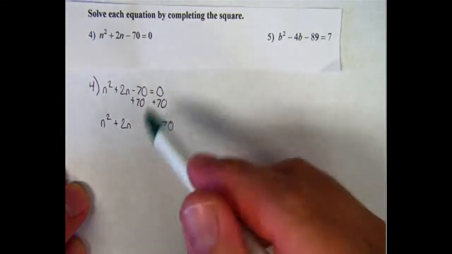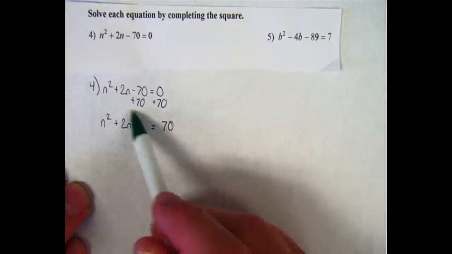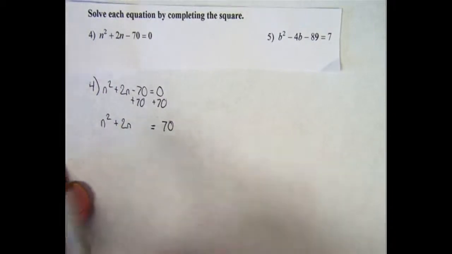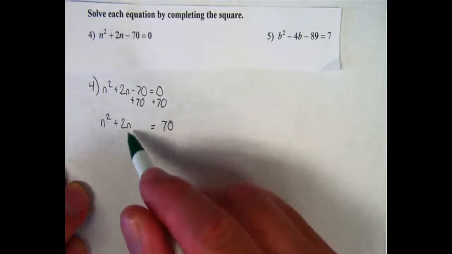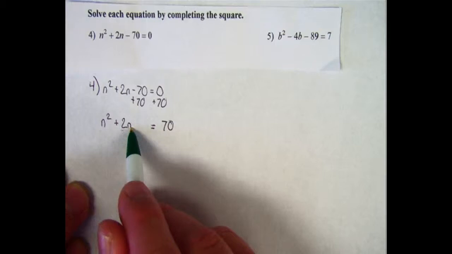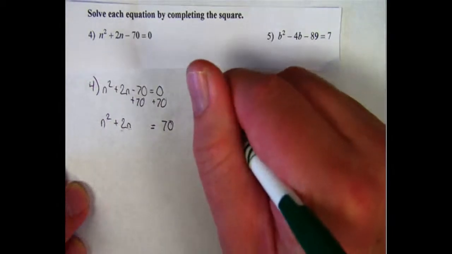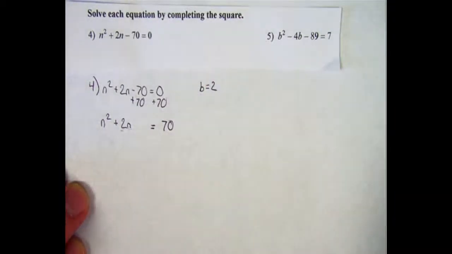Alright, so now I'm going to turn this statement over here into a perfect square, something that I can write as some quantity squared. And the way I'm going to do that is I'm going to look at b, the coefficient of the linear term. So the variable that doesn't have an exponent, look at its coefficient. So I'm going to say b equals 2 over here to the side.